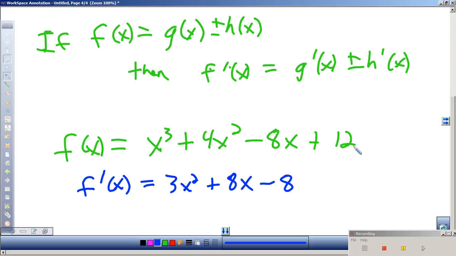So, notice this basically took the power of x and reduced it by 1 for each section going across. 3x squared plus 8x minus 8. We follow where those numbers came from. This is still the power rule, and then applying these other parts as well.